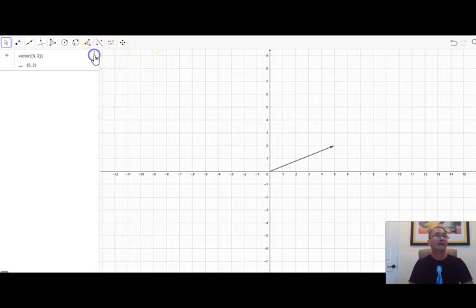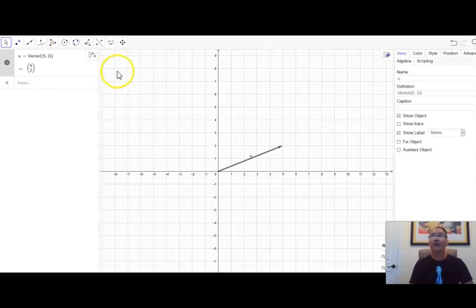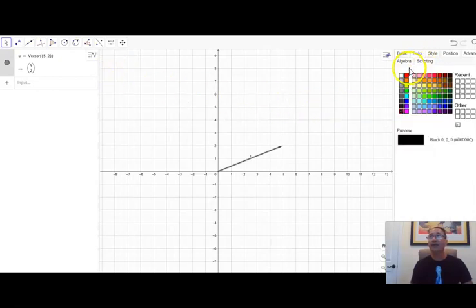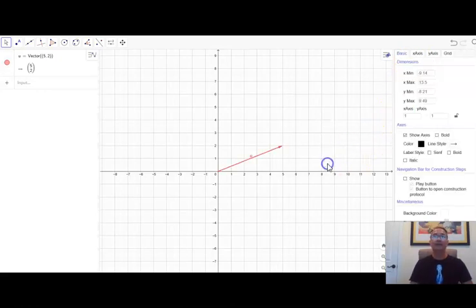One of the things I like to do is change the color. So we can go to settings, and then on the right side, we see color. We can pick my favorite color, which is of course red. And there you see it. So now u is this vector, and it's red.